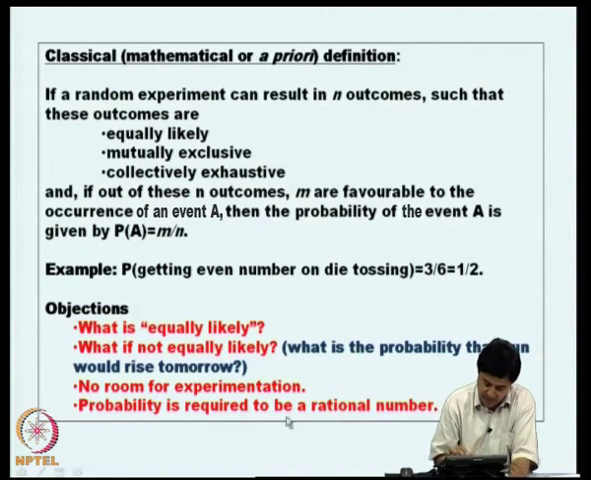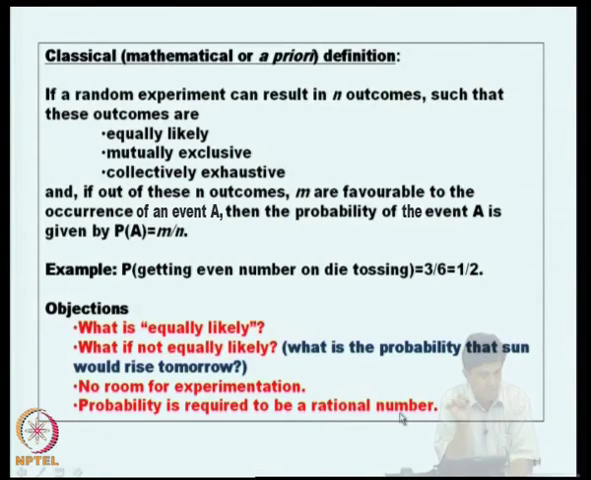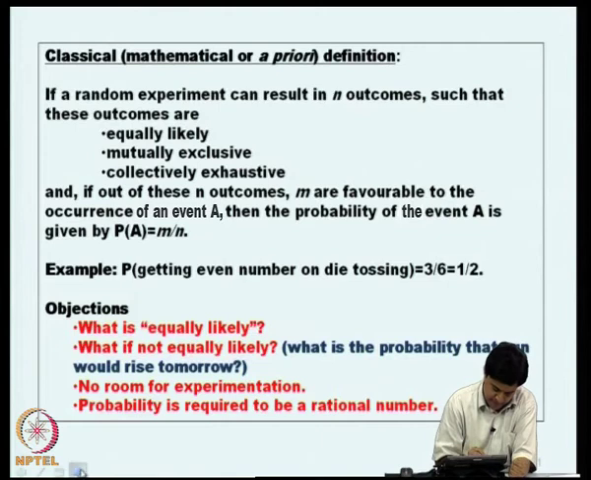Then probability is required to be a rational number, because you are taking ratios of 2 integers. Those of you who are mathematically inclined will take objection to this. There are so many irrational numbers between 0 and 1, they cannot be probabilities according to this definition. These are the objections.